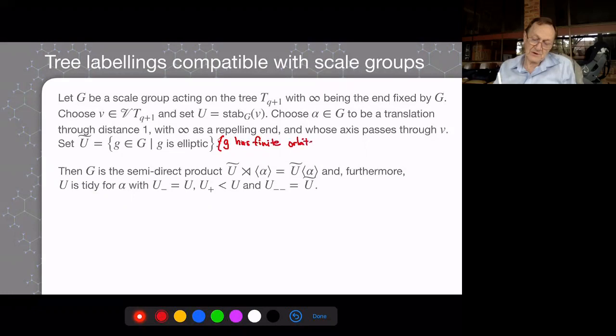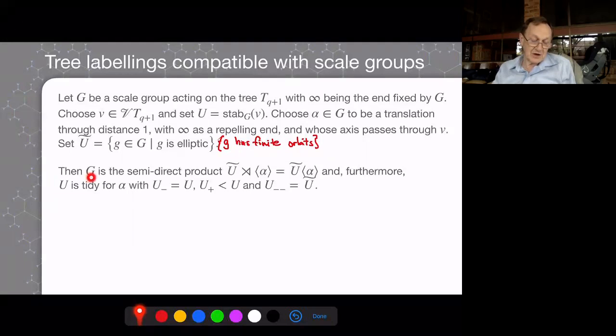In its action on the tree, you see the translation alpha does not have finite orbits. It obviously has an axis, but there are elements that fix a vertex or an edge, say, and these will all have finite orbits. These are what we call elliptic elements, and these in fact form a closed subgroup of G, and we'll call that closed subgroup U tilde.